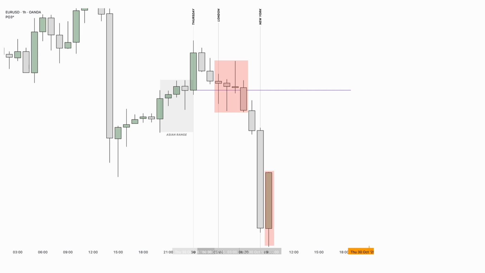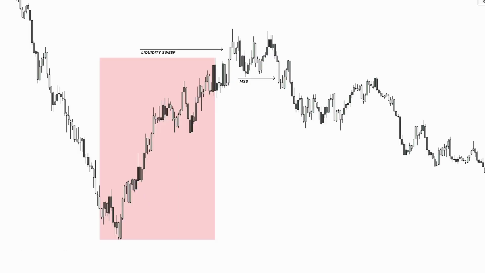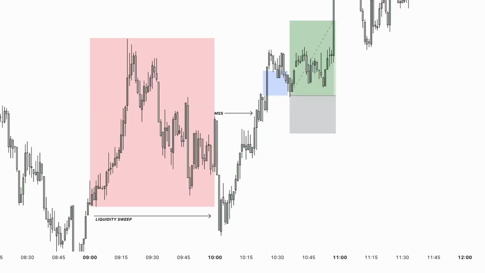But if price does sweep one of these levels, let's say it takes out the high, then we'll drop down to the 1-minute chart and look for a shift in market structure with displacement, followed by a bearish fair value gap forming inside the 10 a.m. to 11 a.m. time window. That's our short setup, and it's the same logic the other way around. If price sweeps the lows around, we'll look for a bullish market structure shift and a bullish fair value gap to take a long entry.